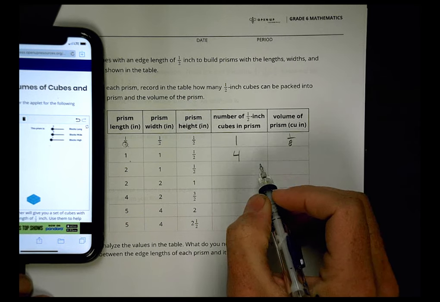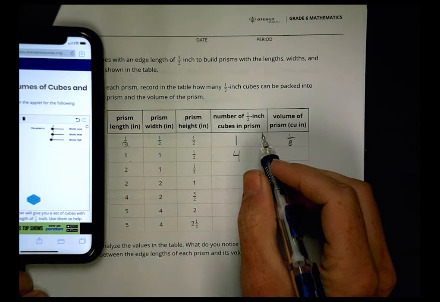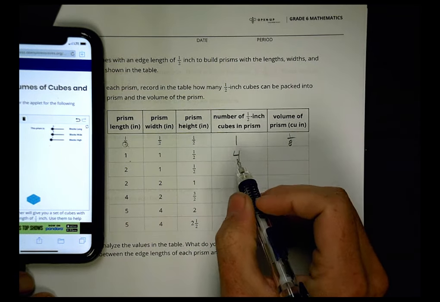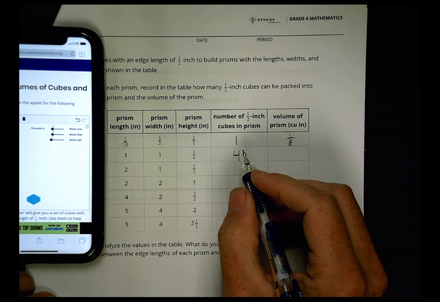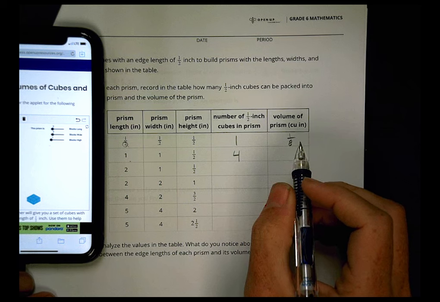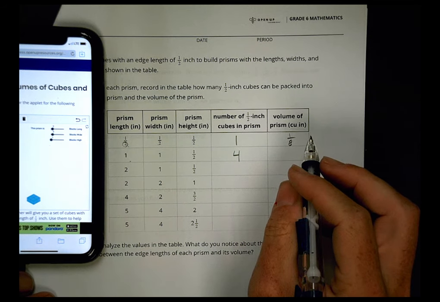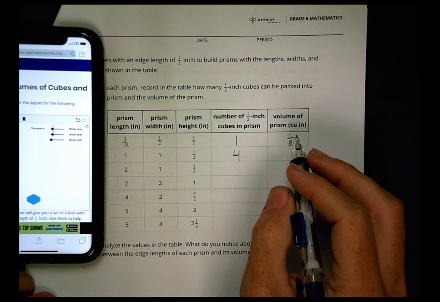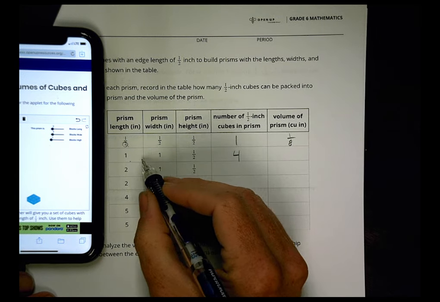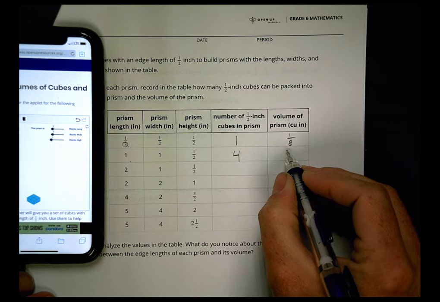So height is 4. And what's my volume going to be? Well, it's out of 8. So how many do I have out of 8 there? In this case, we would say I have 1/2 of them, right? My notes just look a little funny there. So I have 1 times 1 times a 1/2, so I end up with a 1/2.